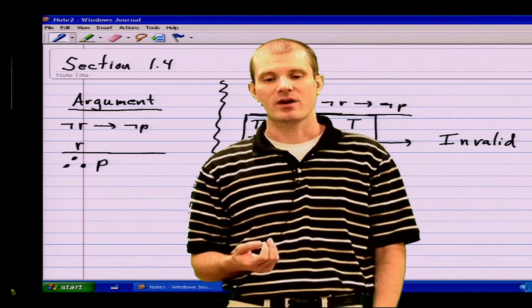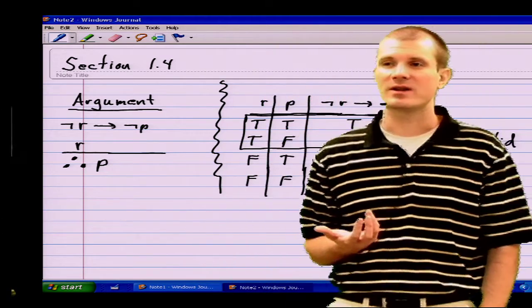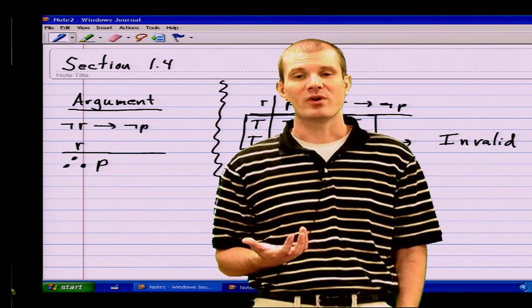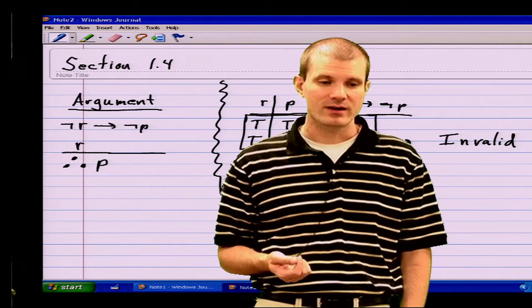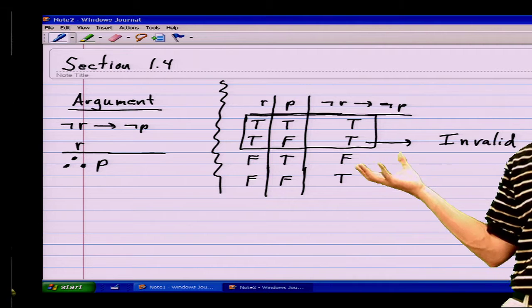Now, your book also presents all of the rules of logic for determining whether an argument is valid. And I'm not going to focus on teaching those because I think it's more memorization than I like to worry about. If you just make the truth table, you don't really have to memorize anything, and it's relatively quick to determine the validity of an argument.